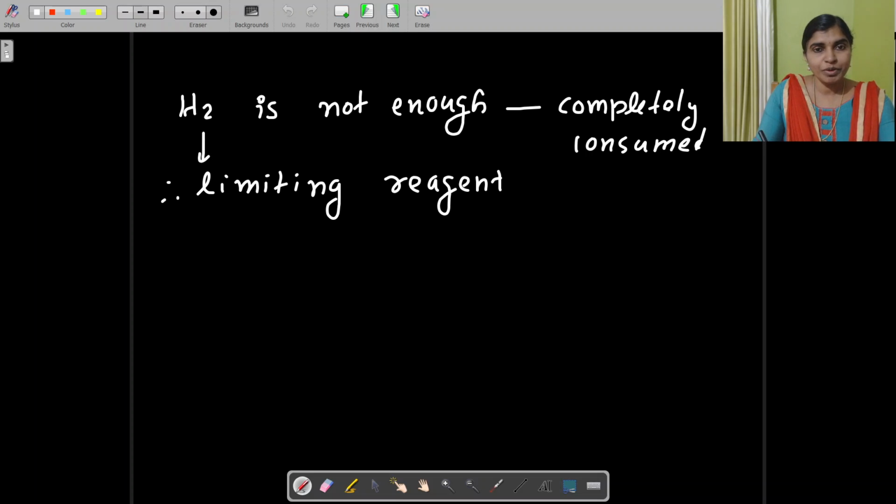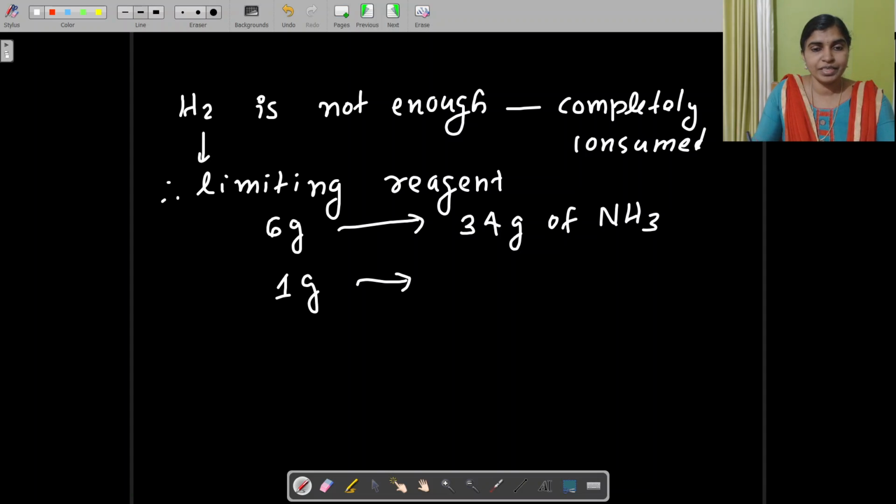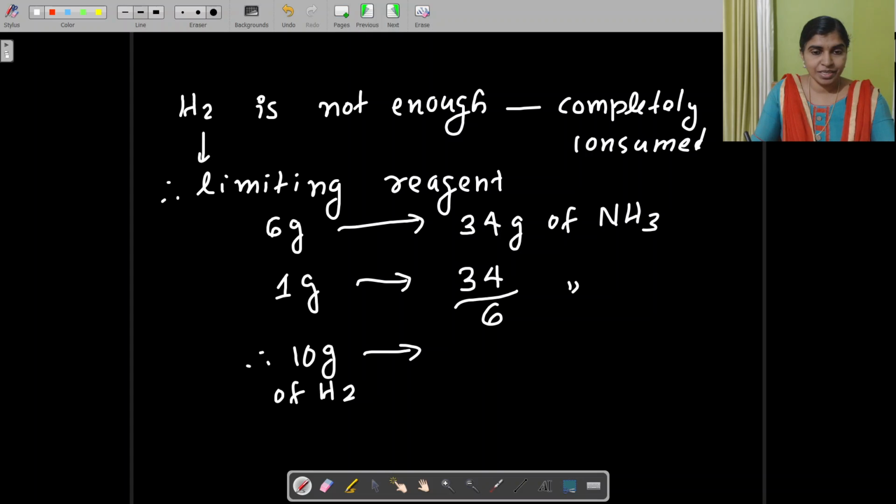So from the balanced equation, it is clear that 6 grams can produce 34 grams of ammonia, and therefore 1 gram of hydrogen can produce 34 divided by 6 grams of ammonia. So 10 grams of hydrogen, which is given, can produce how many grams? That is equivalent to 34 divided by 6 into 10.